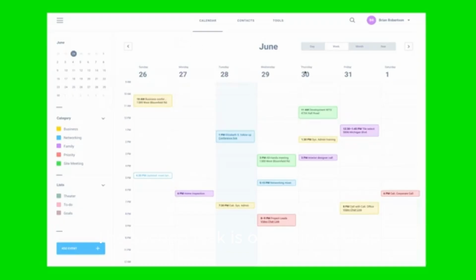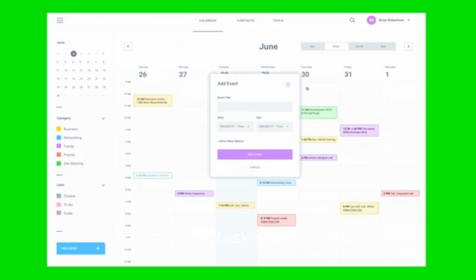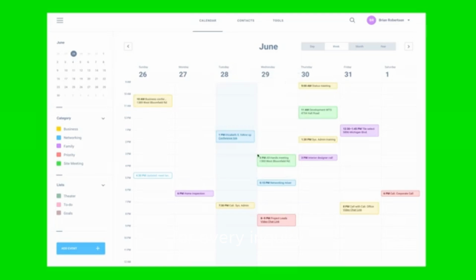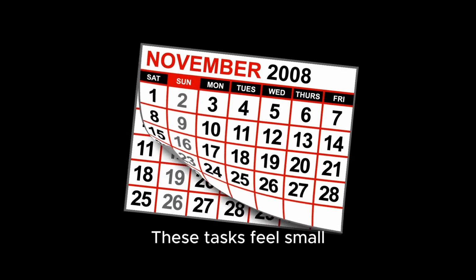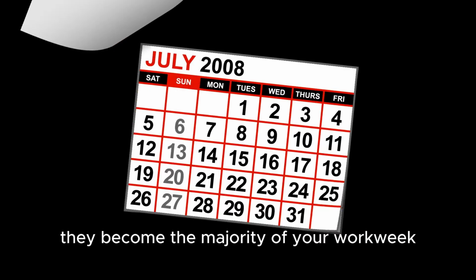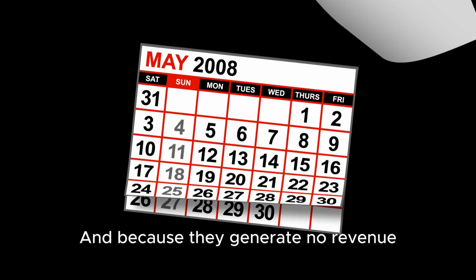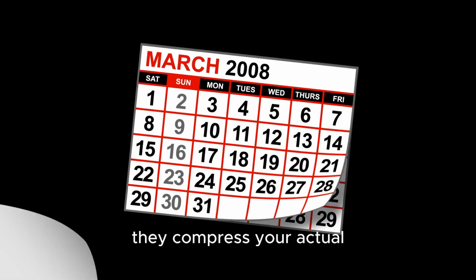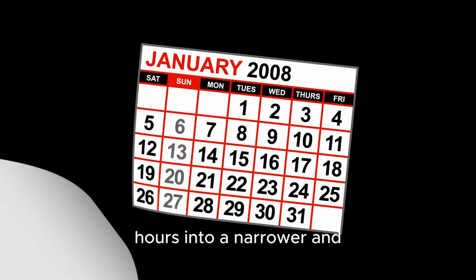The second leak is operational drag. Every manual task you repeat is a compound interest payment to inefficiency. Scheduling calls by hand, writing the same onboarding email twice, rebuilding proposals from scratch for every inquiry. These tasks feel small, but they stack over time. They become the majority of your workweek. And because they generate no revenue, they compress your actual income-producing hours into a narrower window.